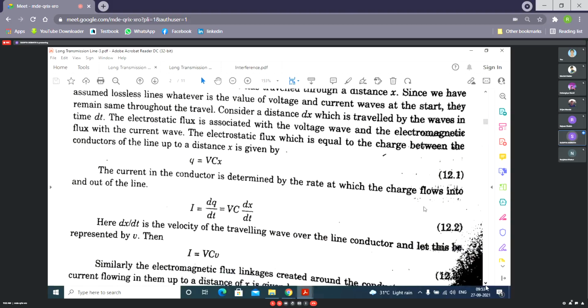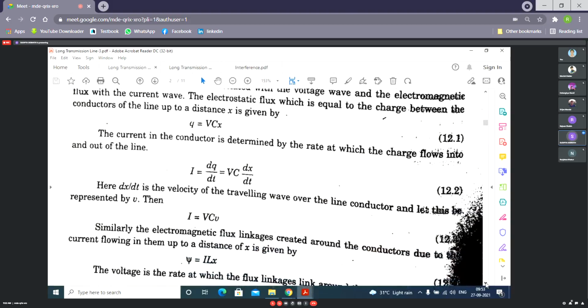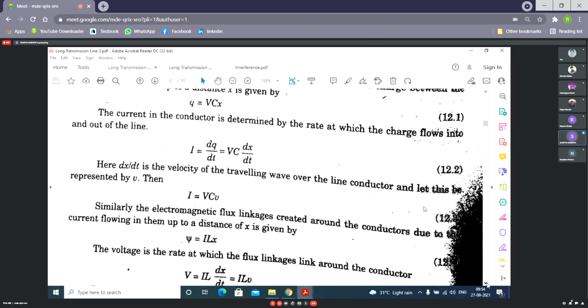Similarly, electromagnetic flux linkages are created around the conductors due to the current I flowing in them up to a certain distance x. This is psi. The flux linkage is ILx, where Lx is the total inductance up to distance x. Again, what is the voltage? The voltage is d psi/dt. So if you find d psi/dt, you will get IL, which is common, times dx/dt.